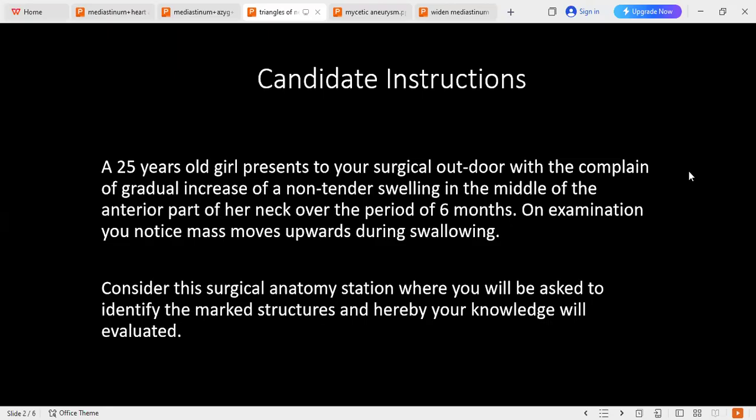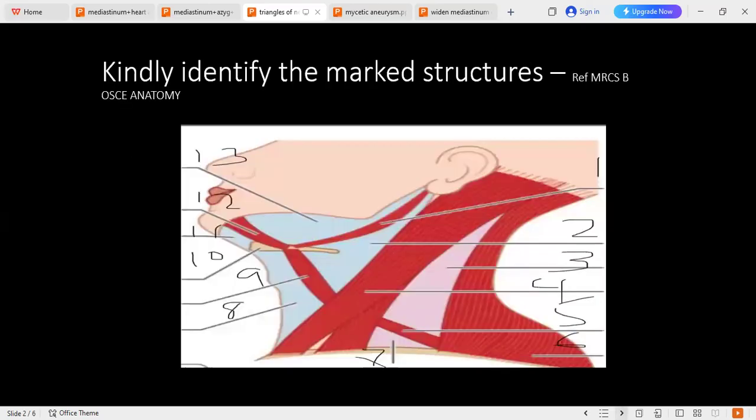Okay, ma'am, I'm ready. Right, so if you've read and understood, considering its surgical anatomy station, please tell me first of all, what is the provisional condition that you've diagnosed here? Goiter, ma'am. Is it goiter? Okay, right. Please tell me, what are you looking at?